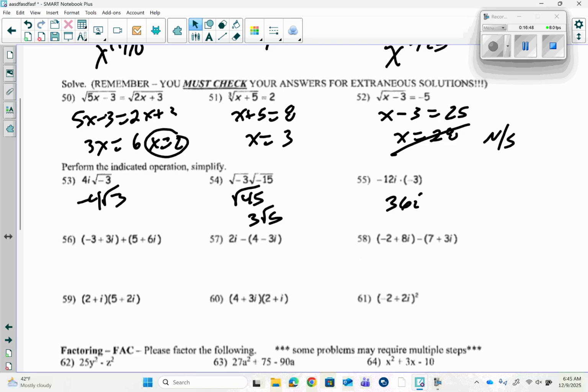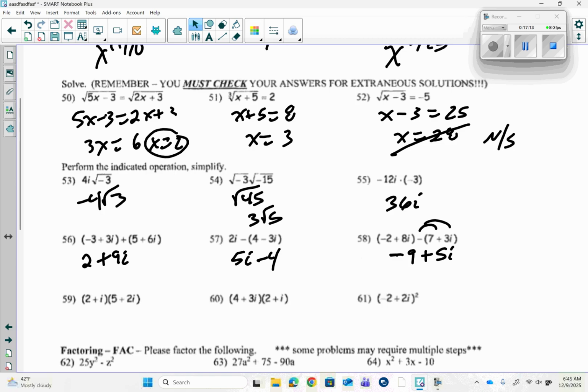For this one, we're going to just add like terms. So -3 plus 5 is 2. 3i plus 6i is 9i. This one I'll distribute the negative over first. So I'm going to get 2i plus 3i, which is 5i minus 4. On this one, I'm going to get -9, because if I distribute that negative over, plus 5i.